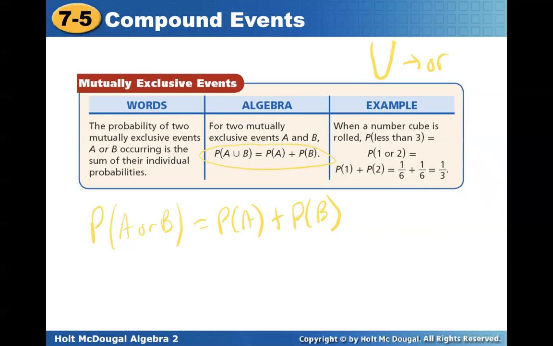So it says when a number cube is rolled, the probability it's less than 2 is the probability we get a 1 or a 2. Now, you can't roll a 1 and a 2 at the same time, right? On a number cube, you can't. So they are mutually exclusive. So basically, we have to find the probability of rolling a 1 plus the probability of rolling a 2. And that's 1/6 plus 1/6, which is 2/6, which is 1/3. Mutually exclusive events cannot occur at the same time.